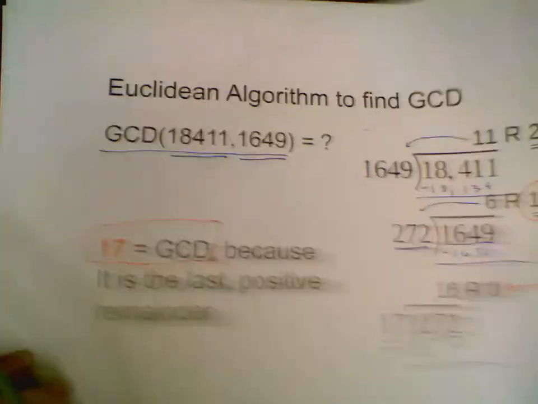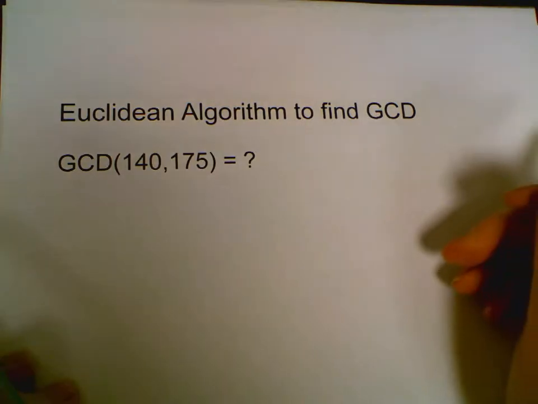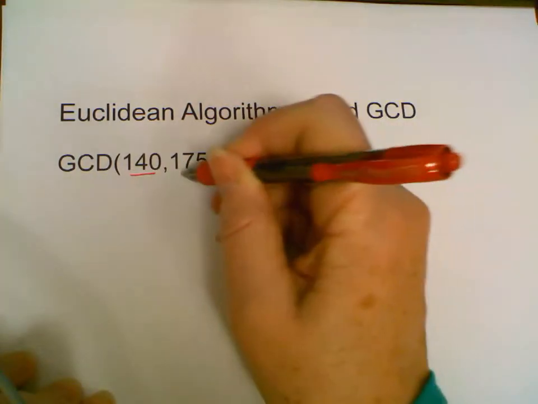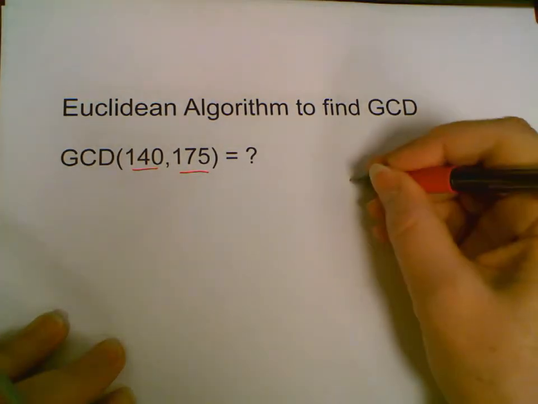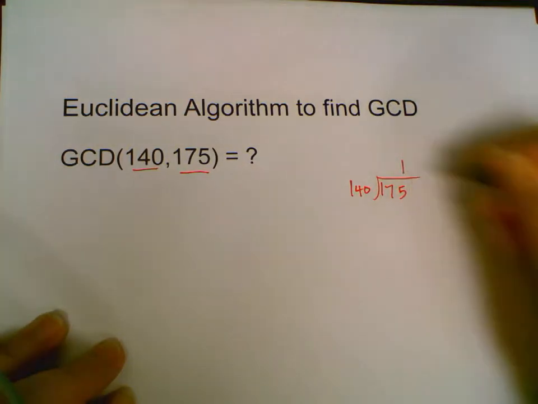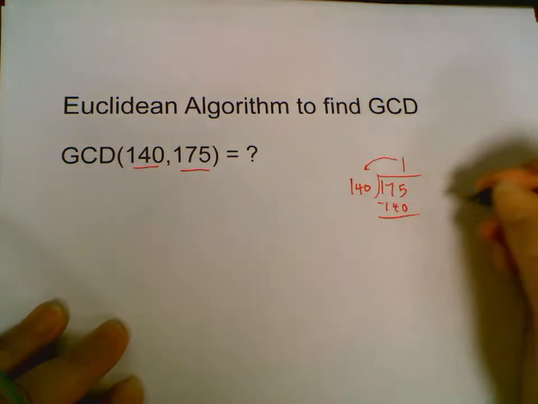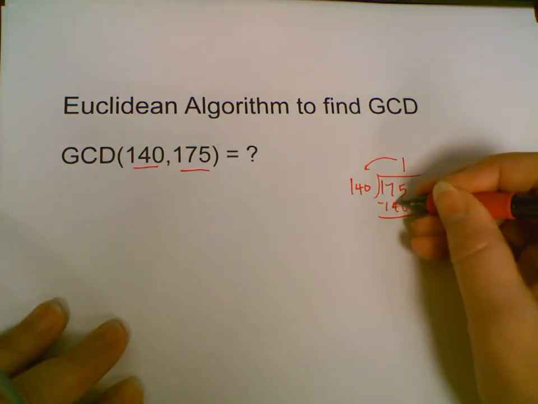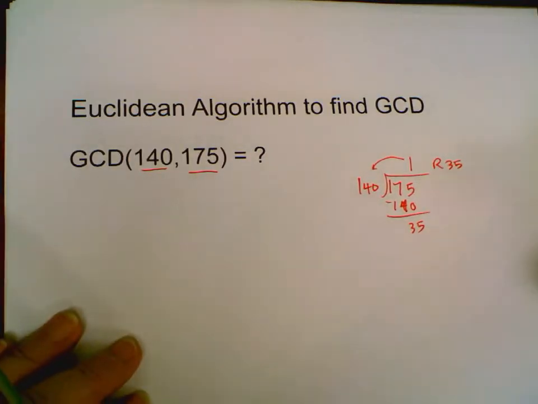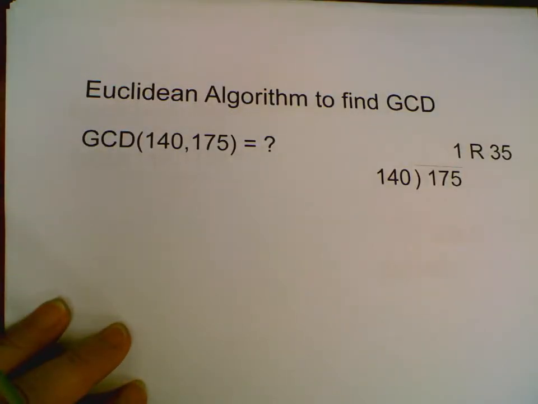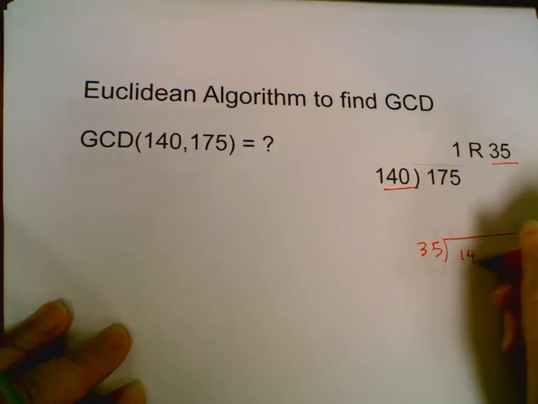Let's do another example. Let's find the greatest common divisor between 140 and 175. So we need to divide 175, the bigger number, by 140. It goes in there once. So we multiply 1 times 140, and when we subtract, the remainder is 35. Since we have a remainder, we repeat that process. We take the 35 and divide it into our previous divisor.